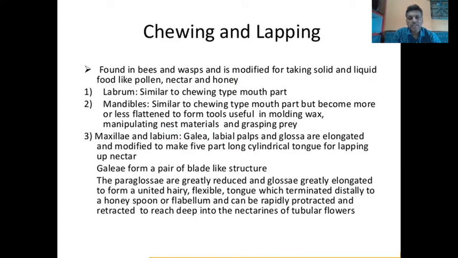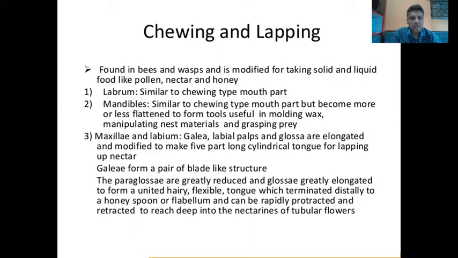Chewing and lapping type. It is found in bees, honeybees, and wasps, and it is modified for taking solid and liquid food like pollen, nectar and honey. Labrum is similar to the chewing type of mouth parts. Mandibles are similar to the chewing type of mouth parts but become more or less flattened. Mandibles are flattened to form tools useful in molding wax, manipulating nest materials and grasping prey.